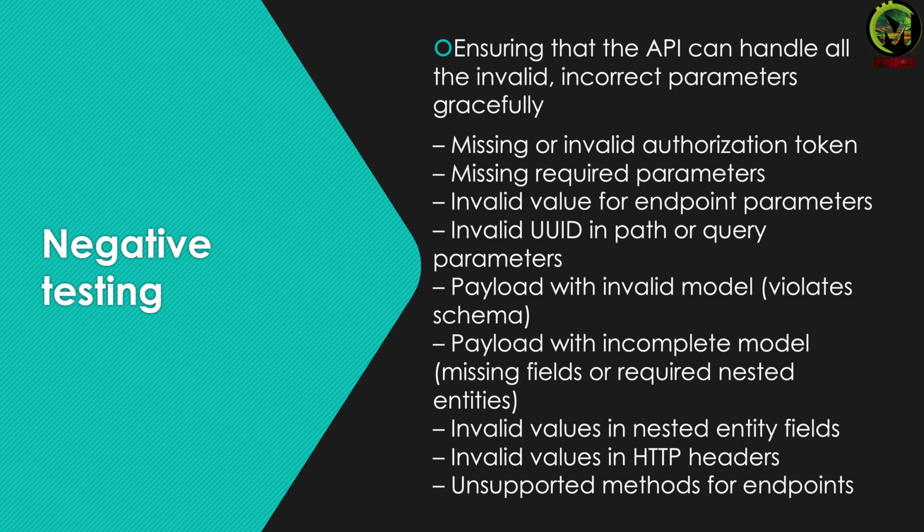What if we purposefully send API requests with missing or incorrect parameters? An example of that would be to have an invalid value of an endpoint, an invalid UUID in the path or in the query parameters. Payload can be modified to create an invalid model, one which violates the schema. Payload with an incomplete model, like missing fields or required nested entities.